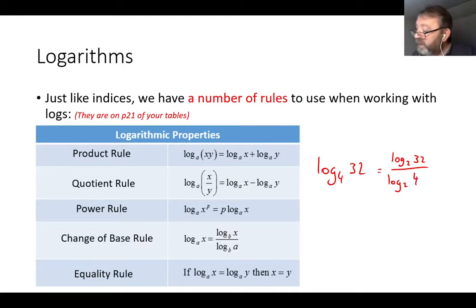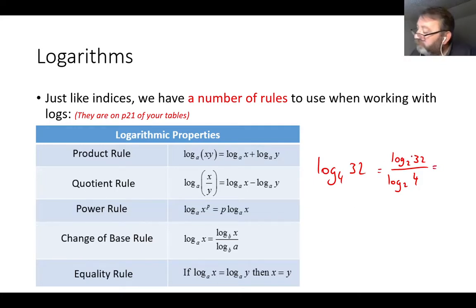Okay, so watch it again. Log to the base 4 of 32. Can't do that. So instead what we're going to do is change this to base 2, because there is a relationship between base 2 and 32. So every time you change the base, you're going to get a fraction. You rewrite the log with the new base, so log to the base 4 of 32 becomes log to the base 2 of 32. And then you divide it by the log of the new base with the old base. That's what gives us that conversion.